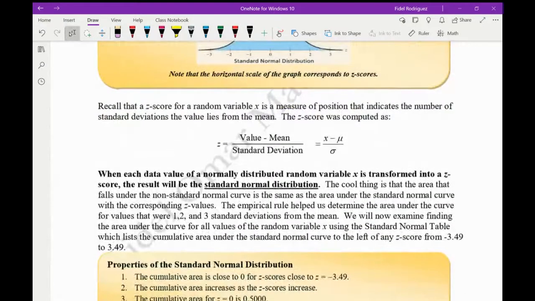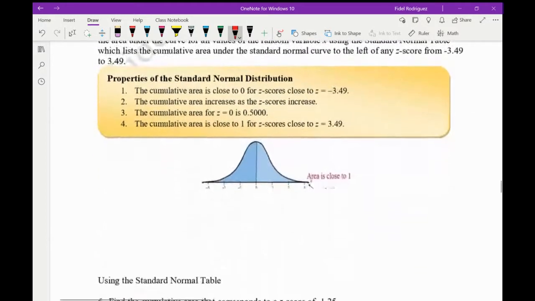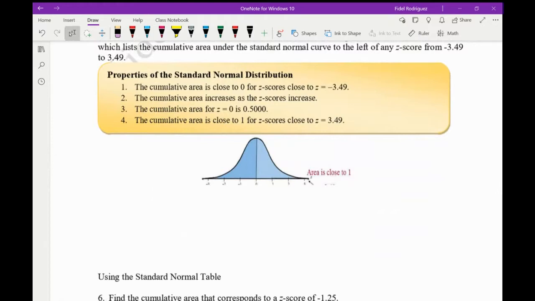Here it says, recall that a z-score for a random variable x is a measure of the position that indicates the number of standard deviations the value lies from the mean. So this is how we were computing our z-score. We would take the value minus the mean and divide it by the standard deviation. So it says, when each data value of a normally distributed random variable x is transformed into a z-score, then what we're getting is the standard normal distribution. So I'm going to scroll over here, and I'm going to walk you through the process and how we're going to do this here.